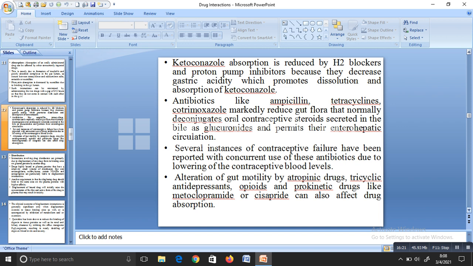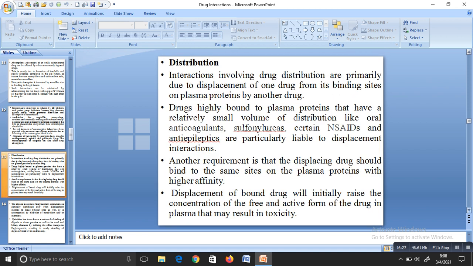Next is drug distribution. What drug interaction occurs due to drug distribution? This occurs because of displacement of one drug from its binding sites on the plasma protein by another drug. We know the drug will be bound to plasma proteins. Under distribution, we have studied that most of the drug will be bound to albumin. So once the drug is bound to the plasma protein, if another drug comes, it will displace the bound drug from the binding site and attach to that site. So here we will have drug interactions.